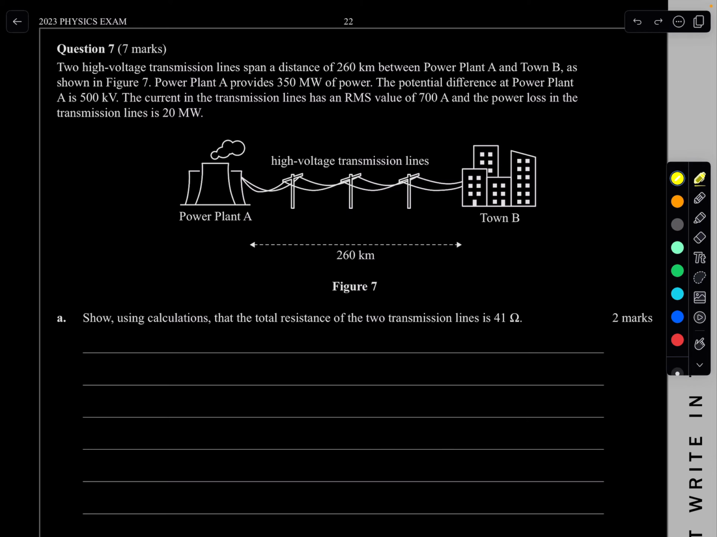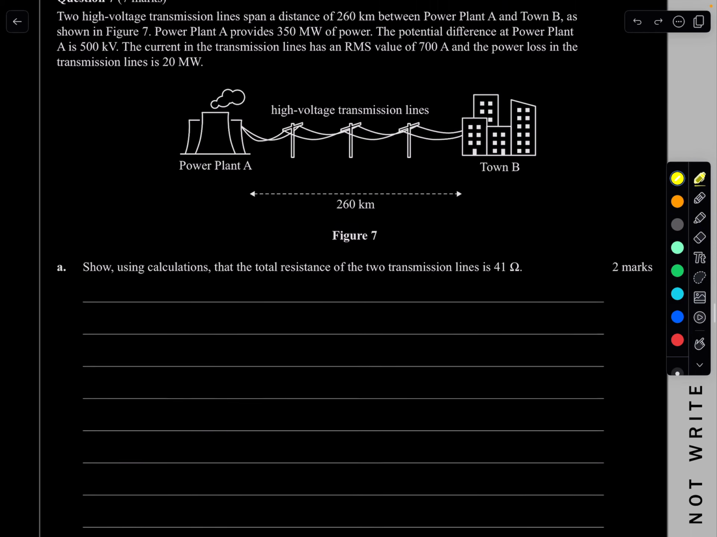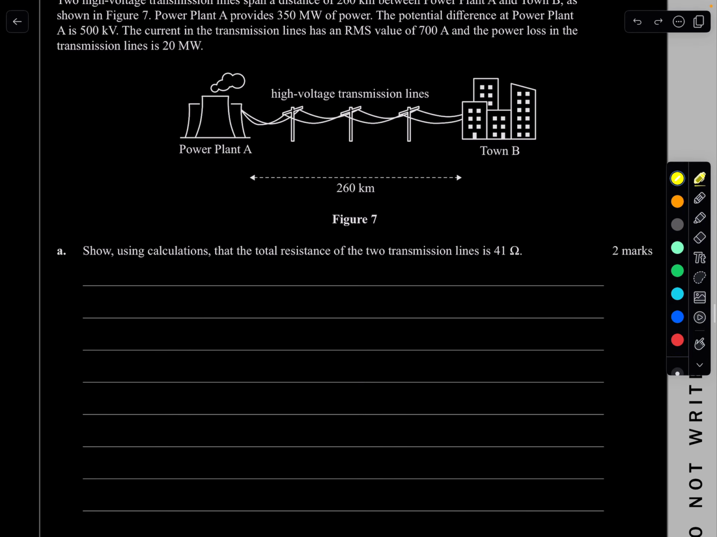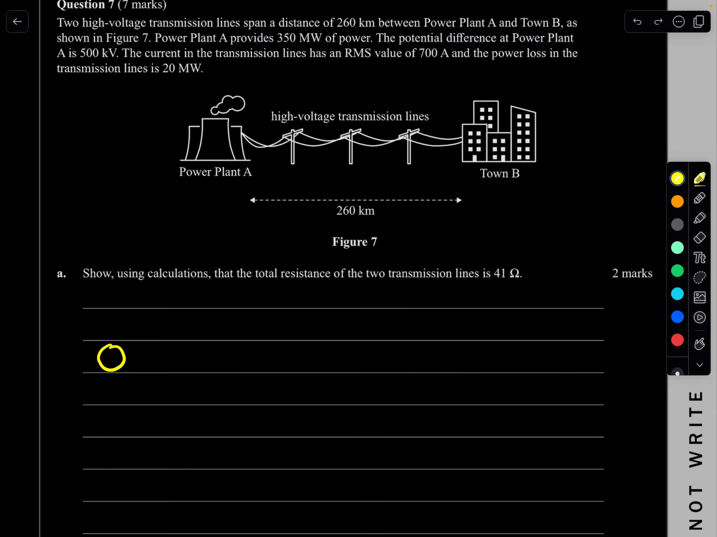Show using calculations that the total resistance of the 2 transmission lines is 41 ohms. All right. So what I'm going to do basically is just draw a full diagram, like a circuit, to represent this whole thing. Like what I always like to do in these questions, I like to basically simplify this whole diagram. And so, of course, we have our resistor. Basically, this resistor means our transmission lines.